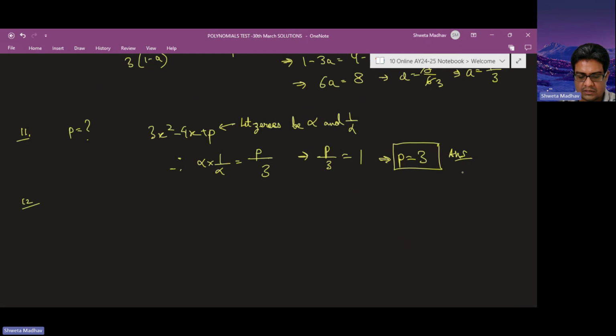Then question number 12, it has been told to find the zeros of the given quadratic polynomial, which is 6x square minus 13x plus 6, and then verify the relation between the zeros and its coefficients. So here, let's say the zeros are alpha and beta. Let alpha and beta be the zeros. We have to find the zeros, so we can factorize it.